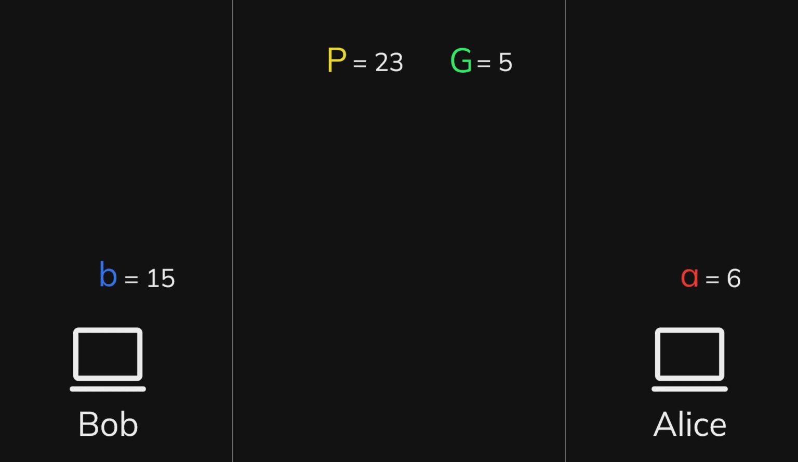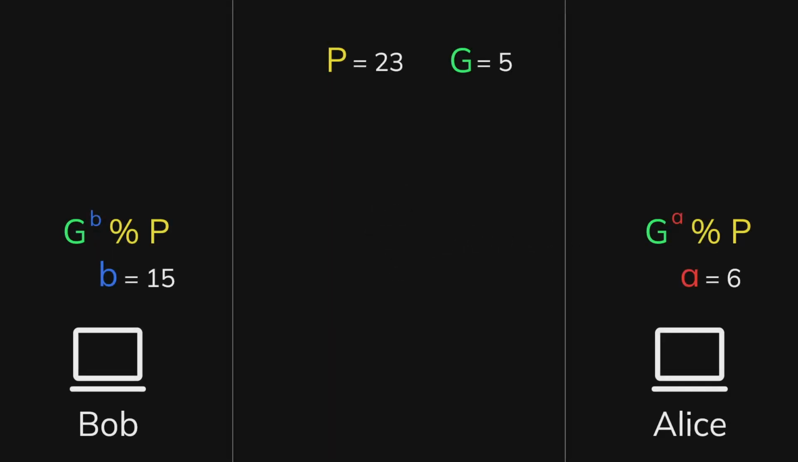Next, both Bob and Alice will take the public number G, raise it to the power of their secret key, and then modulo it by P. If you don't know what modulo is, just think of it as dividing the first number by the second number and taking the remainder. After Bob and Alice are done running the exponent and modulo, they'll send the modified private keys to each other.